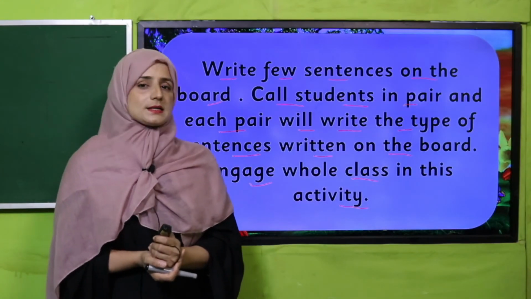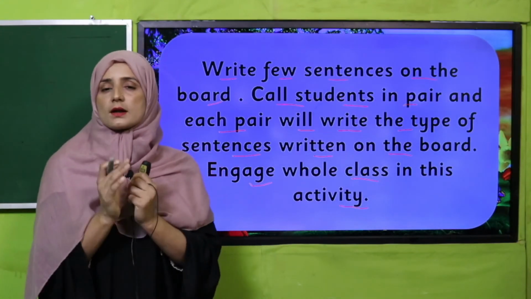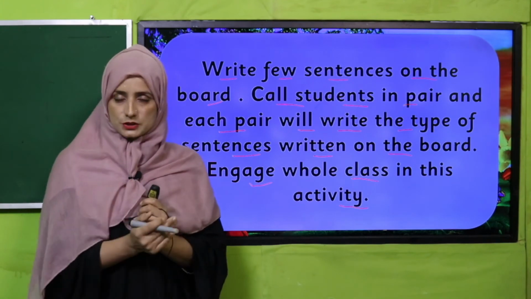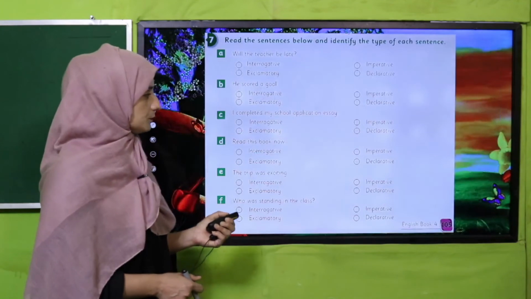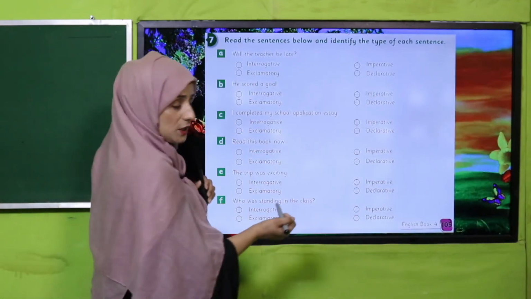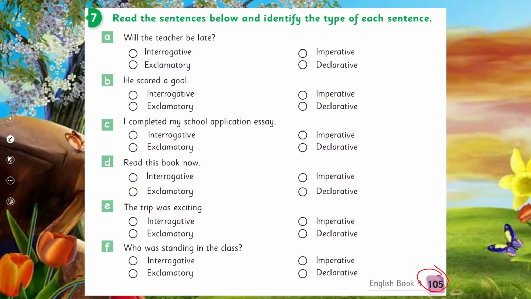Welcome back and excellent job. I hope you have cleared many concepts to your students about types of sentences. Good job. There is an activity and this is an individual activity on your book. On page number 105, you will do question number 7. Read the sentences below and identify the type of each sentence. Okay, so you will identify and fill the bubble for which type of sentence this is. Perform this activity on your book.